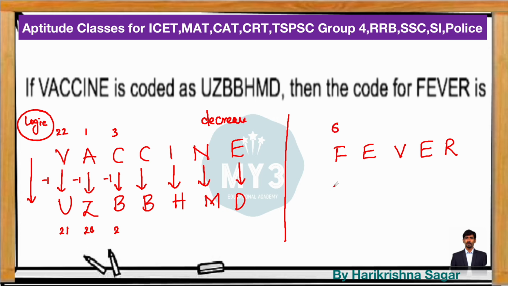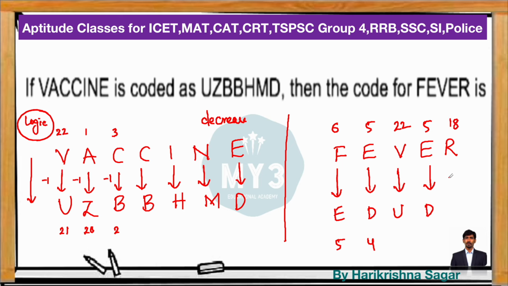So F is 6. 6 minus 1 is 5. 5 means E. And E is 5. 5 minus 1 is 4. 4 means D. And V is 22. 22 minus 1 is 21. It will be U. And E is 5. 5 minus 1, which is D.